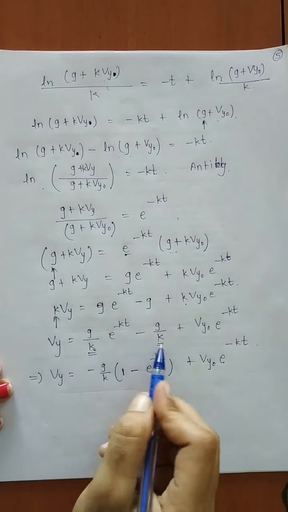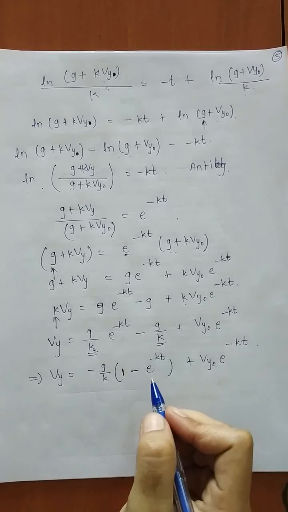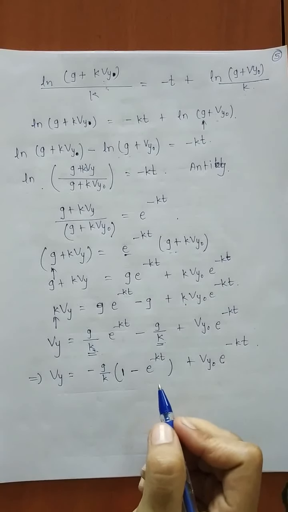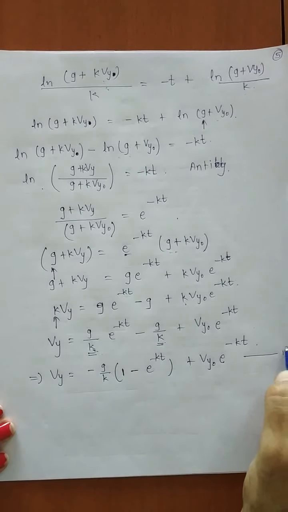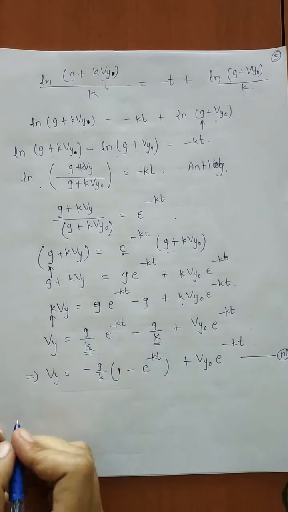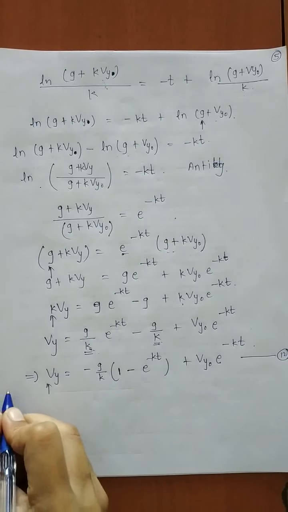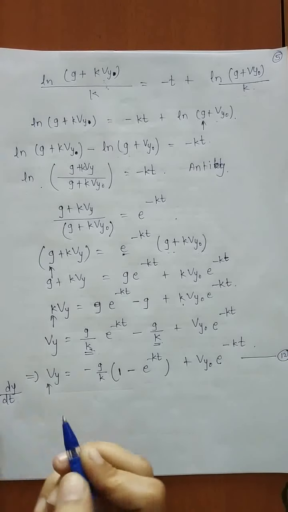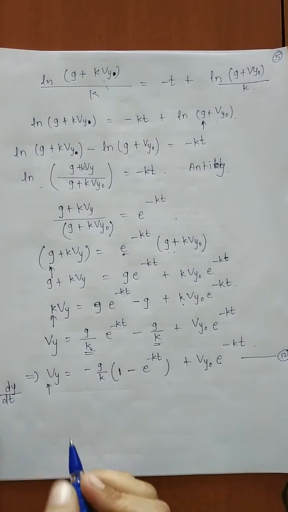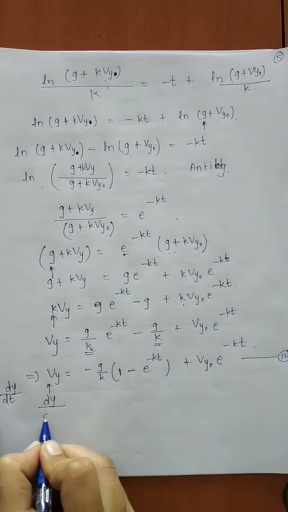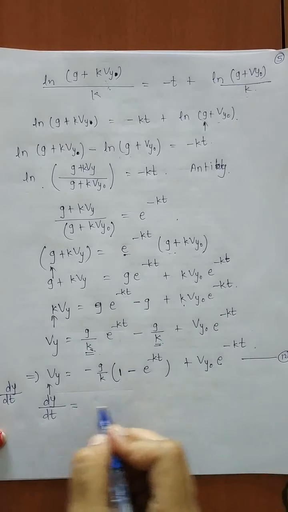I have taken minus g by k common from both sides and I have written the first positive term, that is 1. Now let me call this equation 12. What is the next step? You have to put vy as dy upon dt, that is the definition of velocity, which is nothing but the rate of change of displacement with respect to time. So I will get dy upon dt is equal to, now we have to take integration.